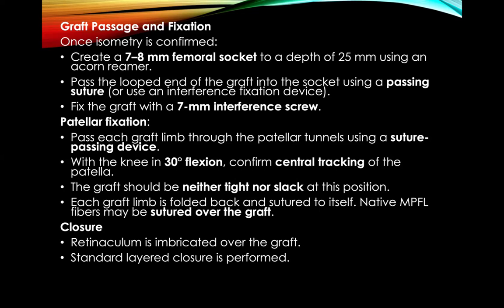Then you have to pass the looped end of the graft into the socket and fix it using a 7 mm biointerference screw. The patellar graft is going to have two limbs. Both of them are going to be fixed using suture anchors with the knee in 30 degrees flexion. In this position, you have to confirm that the patella is tracking centrally and the graft should not be tight, should not be very slack. Here, each limb is again folded back upon itself and sutured. If you do find some native MPFL fibers, they have to be sutured over the graft.